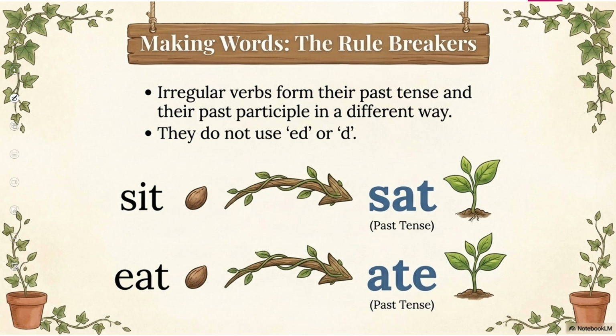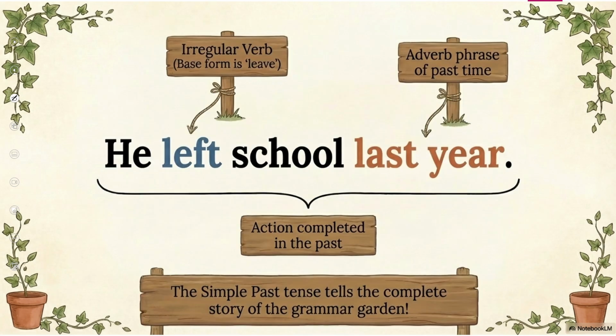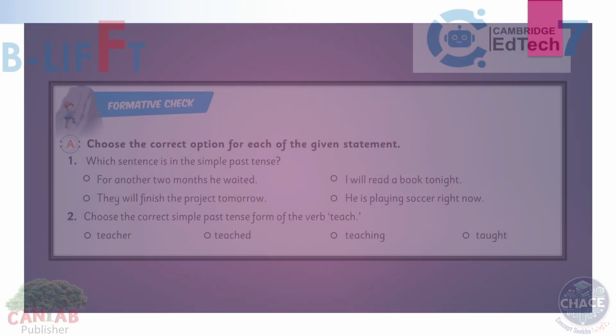Here's an irregular verb. Irregular verbs are different from regular verbs, in which we add ed to make it past. In this, we just change a few letters in it, like sit. The second form of sit is sat. Similarly, the second form of eat is ate. Here's an example. He left school last year. Here the word left is an irregular verb and last year is an adverb phrase of time.